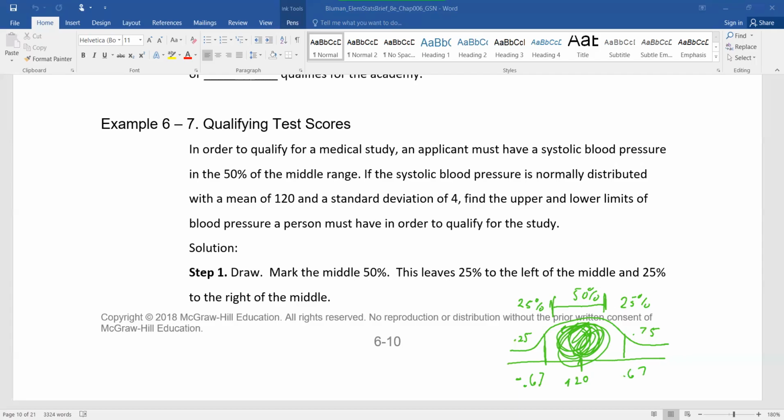All right, so now that we have our z-scores, we have to calculate what our x value is. If you recall, the equation for the x value was x equals the standard deviation times the z-score plus the mean. So now that we have our z-score, the mean, and the standard deviation, we can calculate our answer. The standard deviation was 4, so that's going to be 4 times the z-score of negative 0.67 plus the mean, which was 120. So what is 4 times negative 0.67?